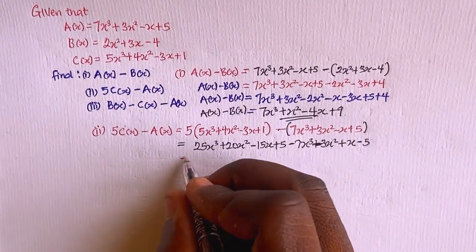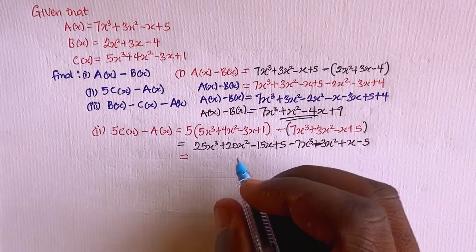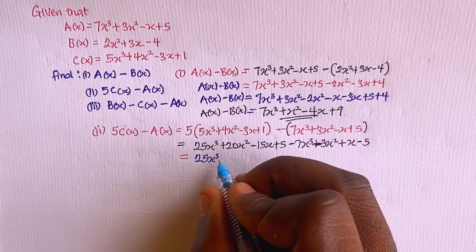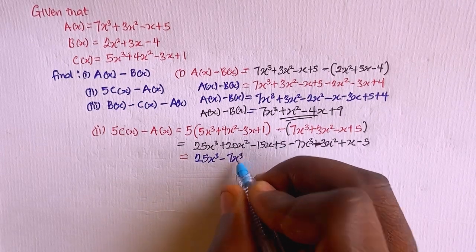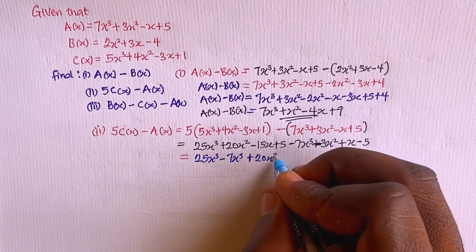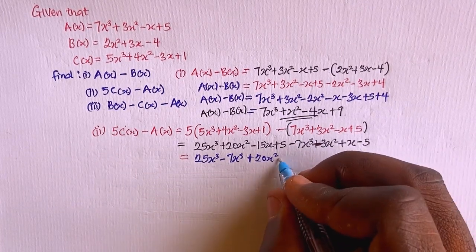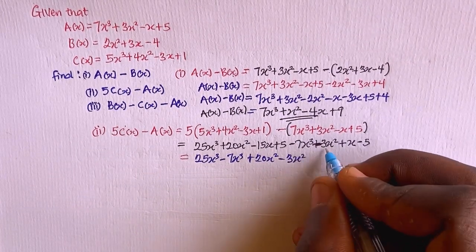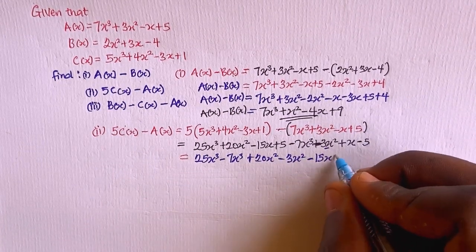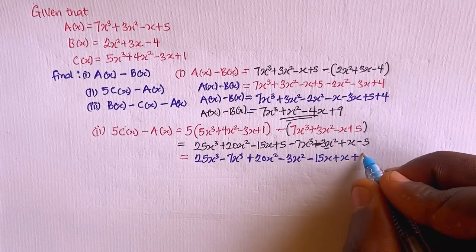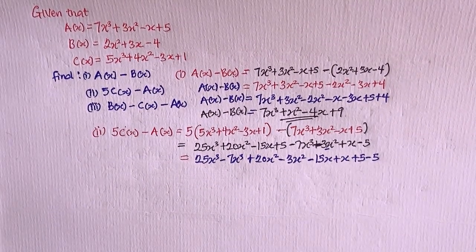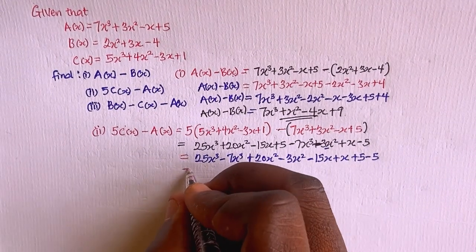So here we are going to have it to be equal. That's actually, we collect like terms, which is 25x to the power of 3. Then here minus 7x to the power of 3. Then after that, plus 20x squared, right? Then we're going to have this was minus 3x squared, right, which is this. Then after that, minus 15x. Then here we're going to have plus x. Then here plus 5 minus 5. So the next thing we're going to have in this case is that we're going to have it to be equal.